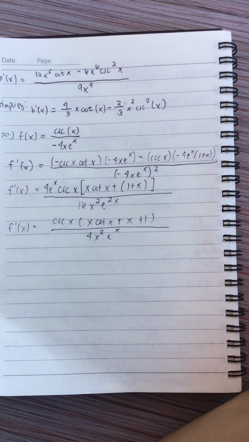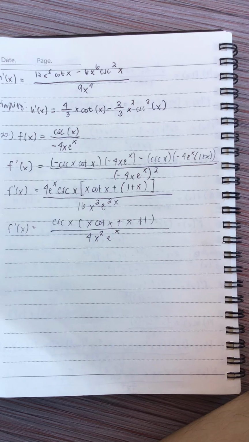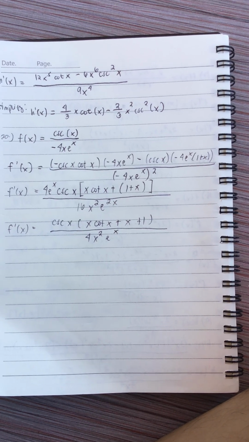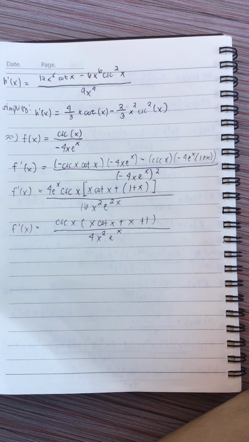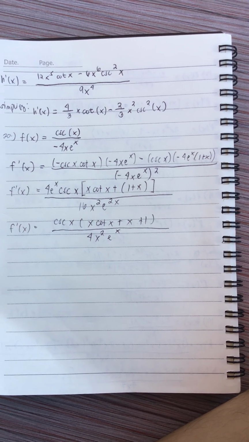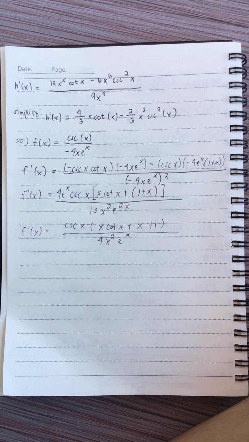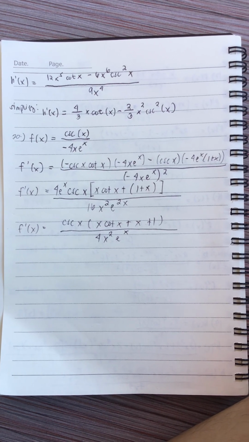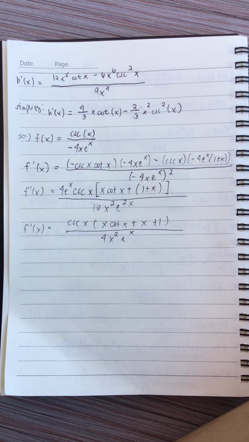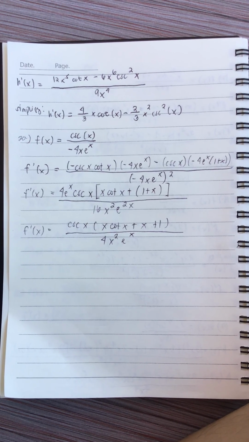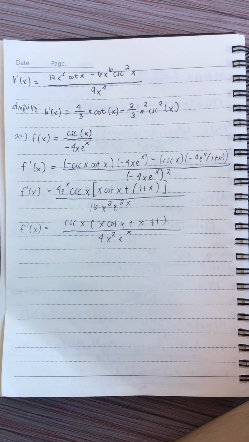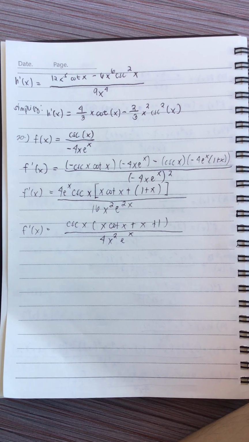Then the derivative of negative 4x e to the x is negative 4e to the x times the quantity of 1 plus x, all over negative 4x e to the x to the power of 2, which is our v squared. Now to compress them, we have obtained 4e to the x CSC x times the quantity of x cot x plus the quantity of 1 plus x all over 16x squared e to the 2x.